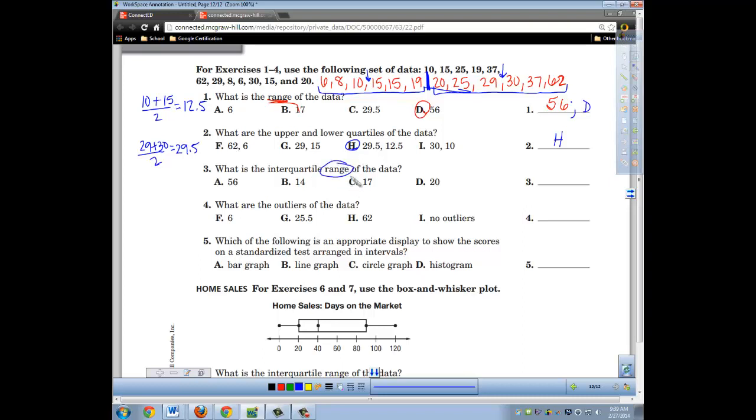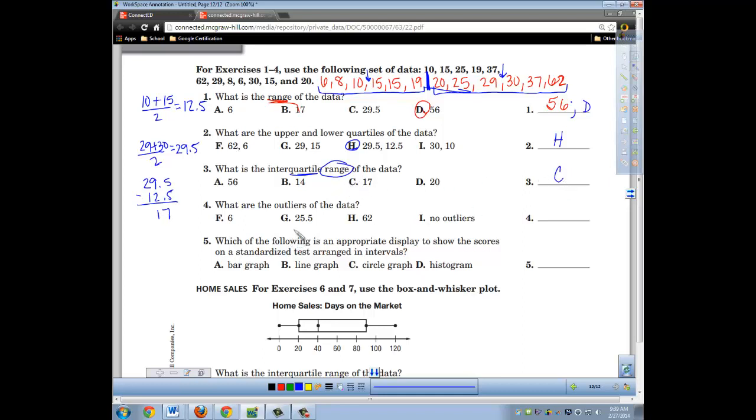So we know range is subtracting your big number minus small number. Since it said quartiles, we're subtracting our quartiles. So 29.5 minus 12.5, we're going to get 17, C.